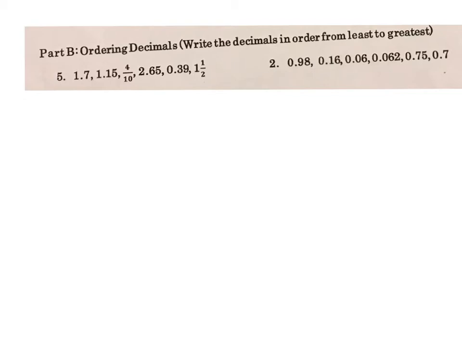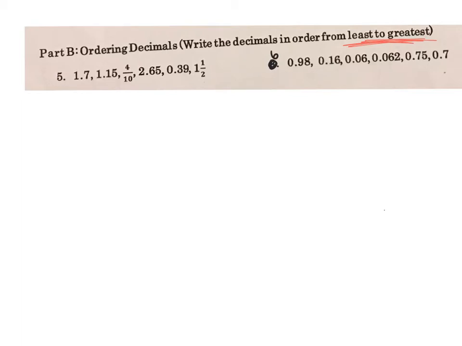Ordering decimals. Write the decimals in order from least to greatest. That's very important that we look at what it asks us to do. So the first one on number 5, and I just noticed this, they have these numbered wrong. This should be a 6.